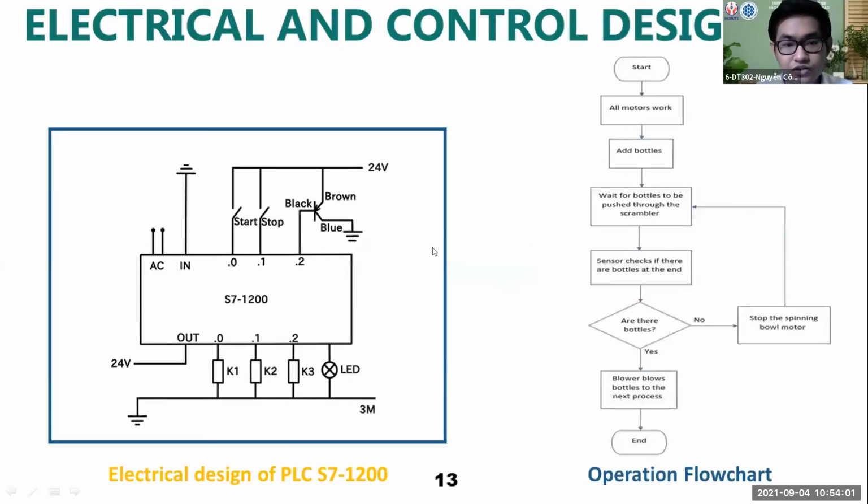This is our electrical and control design. We use the PLC S7-1200 to operate our machine. And this is our operation flowchart. The machine is operated by putting the bottles on the top, and they scramble through the scrambler and then exit out. After a few seconds, if the sensor does not detect any bottles, it will stop the machine. If it does, the exit blower will blow the bottle to the next train.